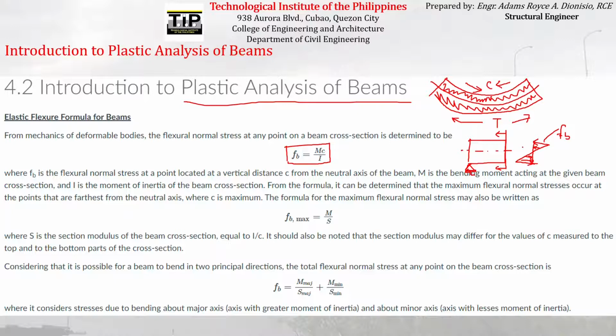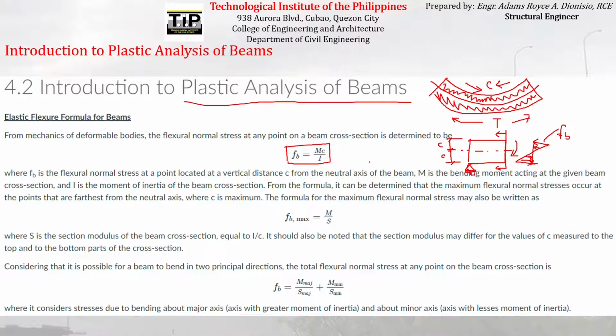M is the bending moment acting on this particular section along the beam. C is half of the depth, although this is not always the case; it is not always half of the depth of the beam. C is the distance from the neutral axis to the extreme fiber. That is the definition of C. It is the distance from the neutral axis to the extreme fiber, whether at the bottom or at the top. It just so happened for the case of a rectangular beam that the distance from the neutral axis to the top or bottom fiber is equal.